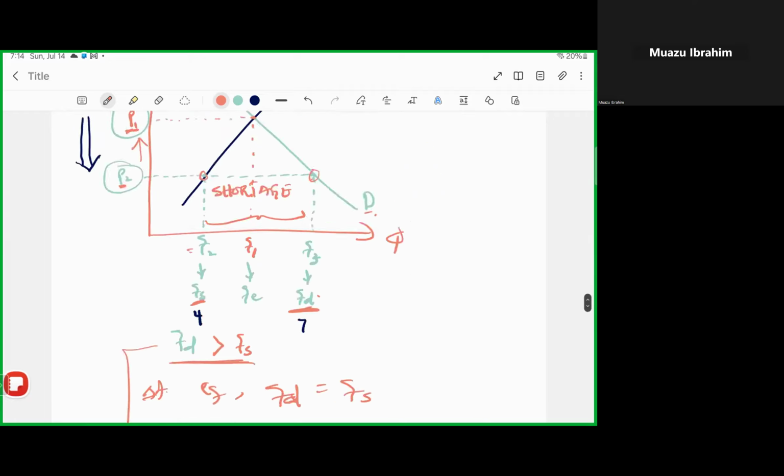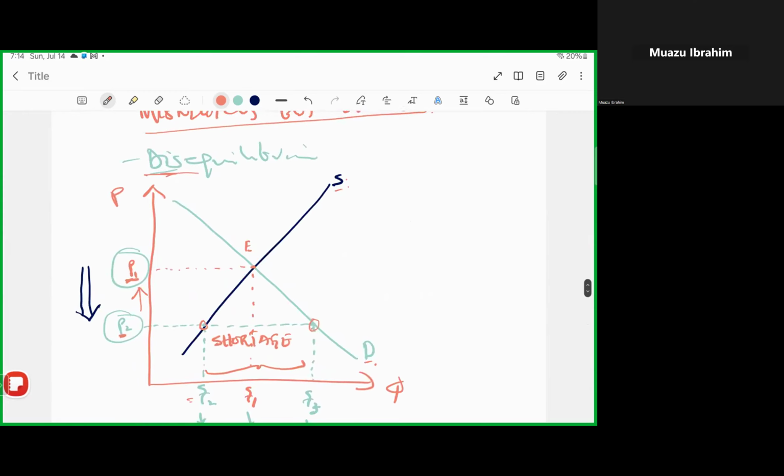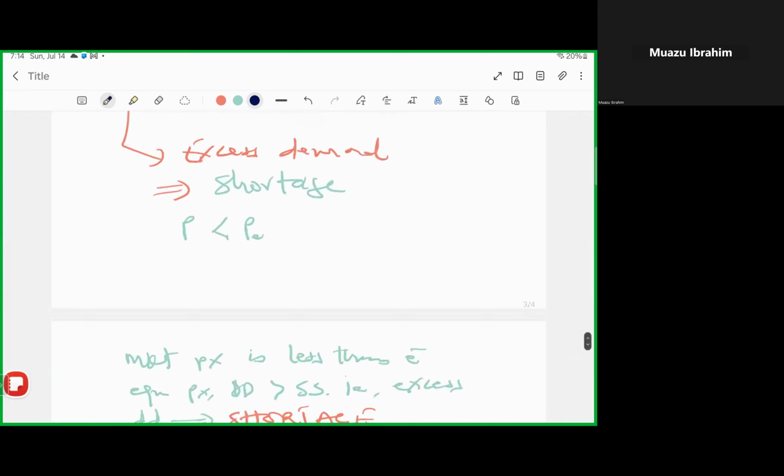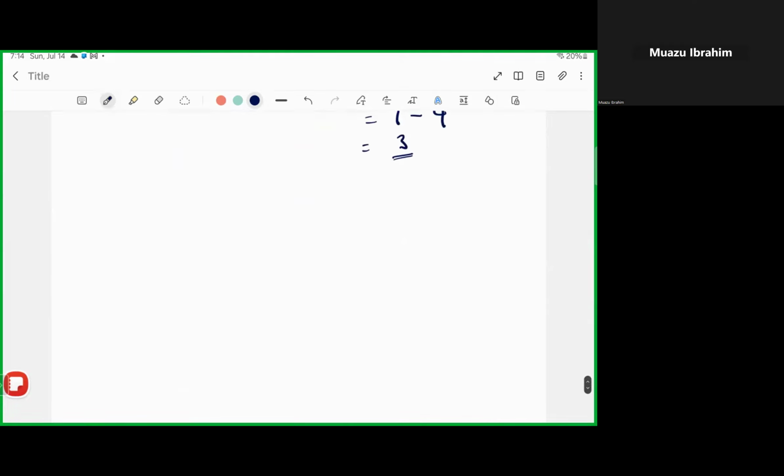Now, let's look at a situation where the equilibrium price is lower than the market price. In this case, our price is, let's say, P3. What will be the effect on the market? Here, you realize that P3 is higher, so less will be demanded. Let me use a different diagram.